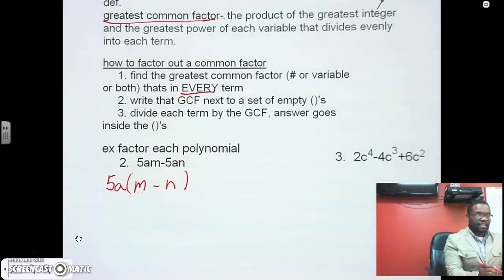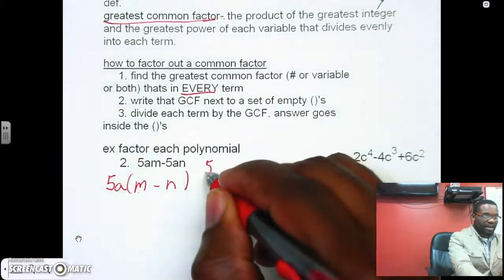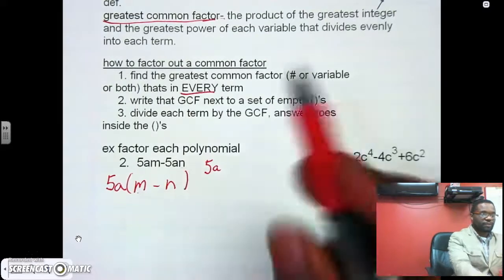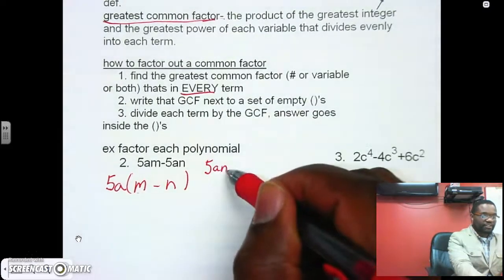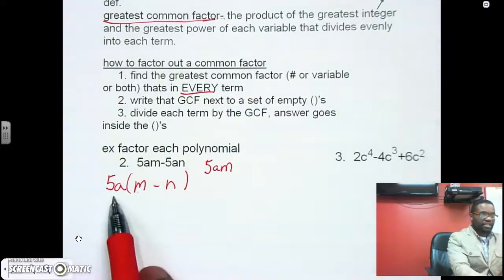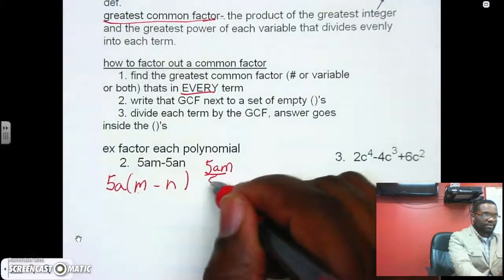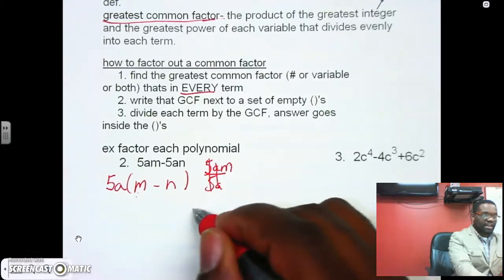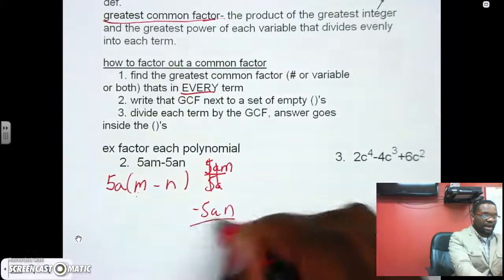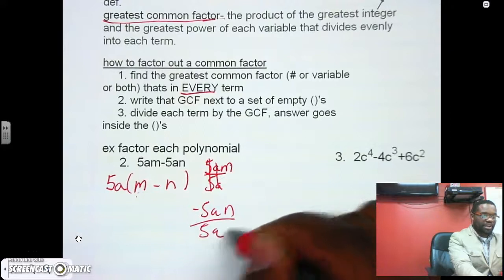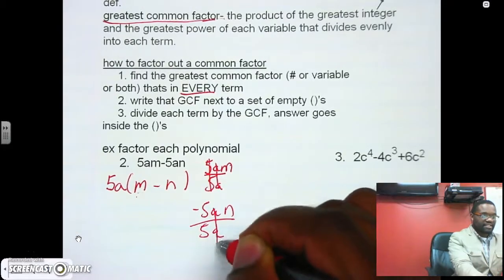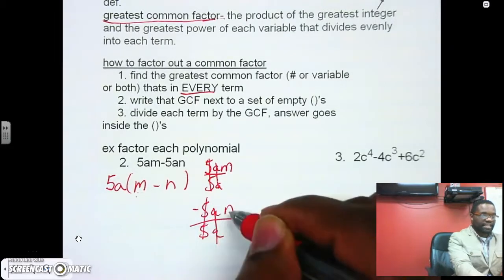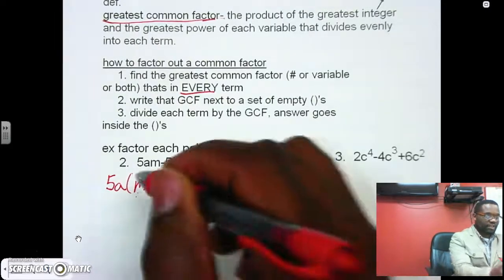But say you didn't get that. Let me show you real quick. If I take my original, this is step number 3, divide each term, talking about each one of those, by your greatest common factor. My greatest common factor is 5a. So I divided by 5a, those cancel out, and all that's left is an m. If I divide negative 5an by 5a, which is my greatest common factor, notice that the a's cancel out and the 5's cancel out, so all I have is negative n. So that's what goes right there.